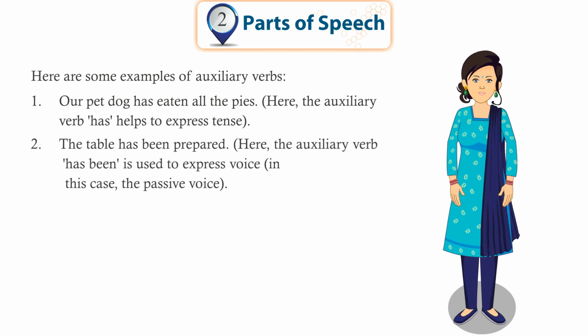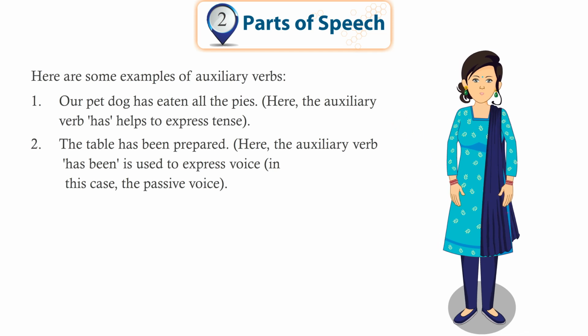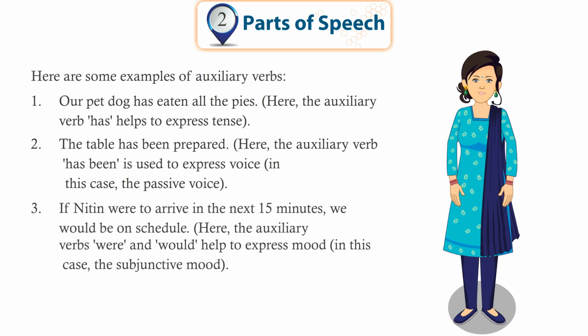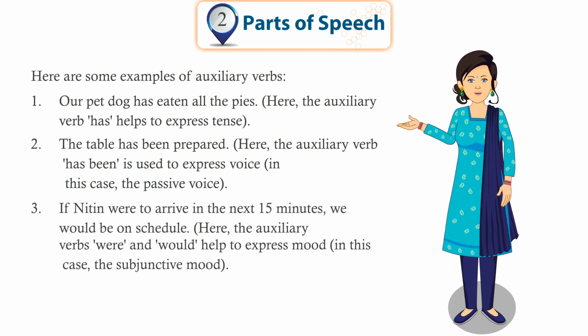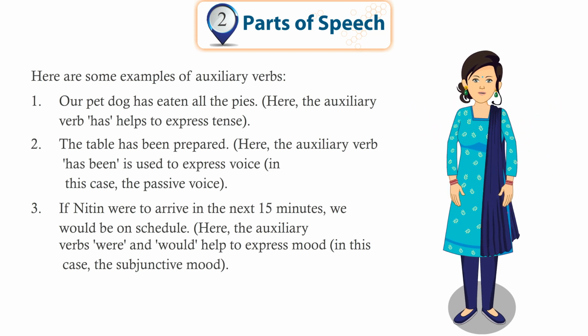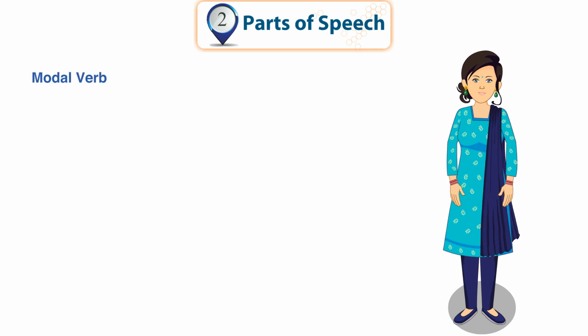A table has been prepared. Here, the auxiliary verb has been is used to express voice. In this case, the passive voice. If Nitin were to arrive in the next 15 minutes, we would be on schedule. Here, the auxiliary verbs were and would help to express mood. In this case, the subjunctive mood. Modal verb.